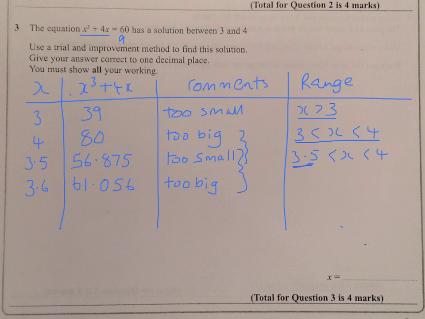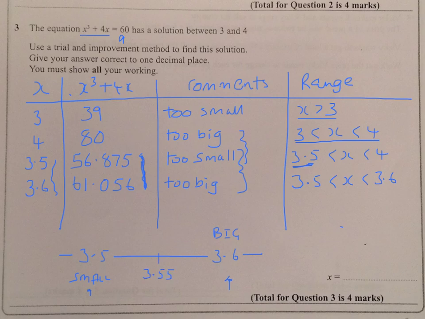And this is where lots of people start to lose marks, because they start trying to guess which one of these two answers is closer, so whether 3.5 or 3.6 is the nearest answer. But that's really not the method we've got to use. So 3.5 gave us an answer which was too small, and 3.6 gave us an answer which was too big. So somewhere in between 3.5 and 3.6 is the actual answer.